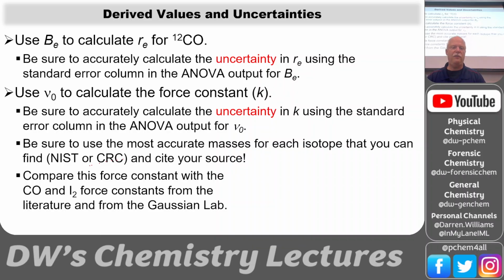Okay. And you can compare that force constant to carbon monoxide and I2 from the Gaussian labs. You calculated those force constants. Now is when you pull those out and say, from my Gaussian calculations, we have this force constant for this and this bond length for this. And so have fun. You're combining the labs that you've already done.